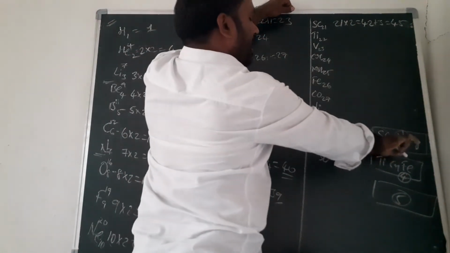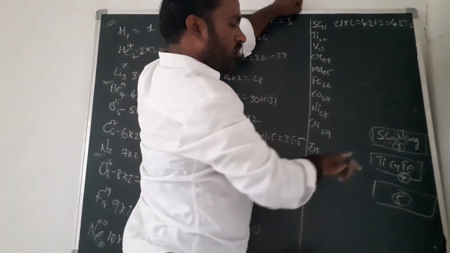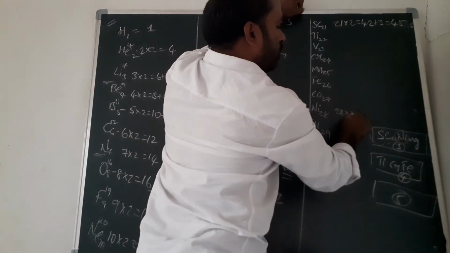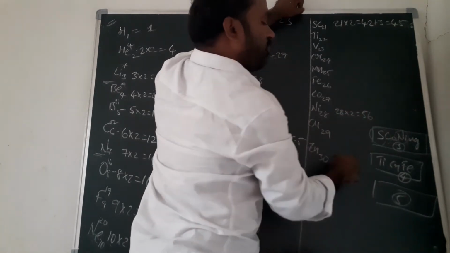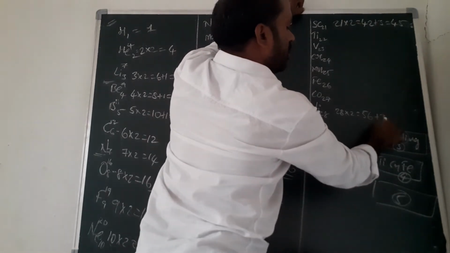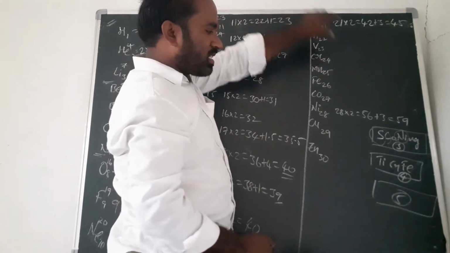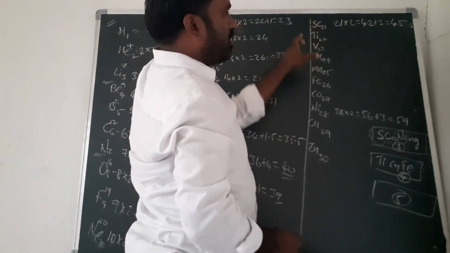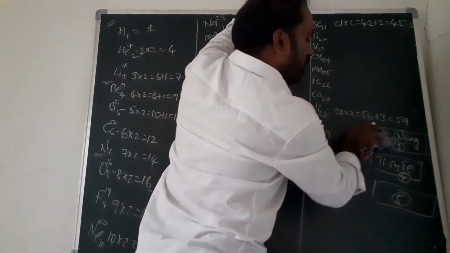Next, Ni, nickel. Nickel atomic number is 28. So here we have to add 3. So 28 into 2, that is 56. 56 plus 3, 59 here. So the scanning is completed. In scanning we have 2 elements, scandium and nickel. So scanning is completed, so I'll remove the scanning.